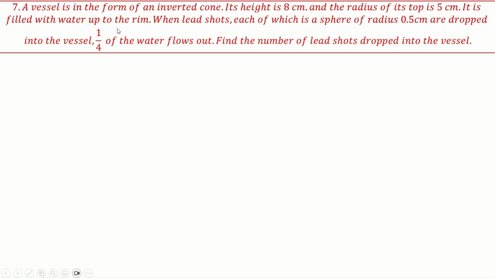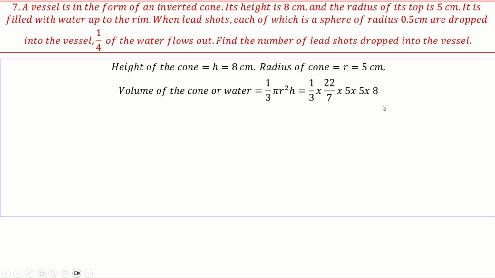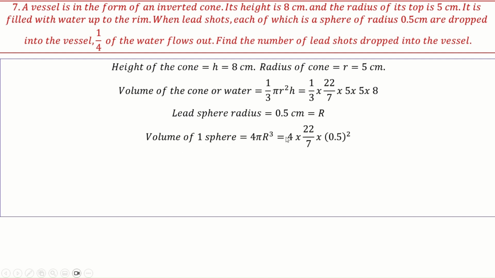This problem we have also seen similar in the examples. One fourth of the volume flows out. So first calculate the cone volume, then one fourth of it is what flows out. That is the volume of the lead shots. The height of the cone is given, and the volume of the cone is here. The lead sphere radius is 0.5 centimeters, so the volume of one sphere is this one. Oh, sorry, this is not the volume. This should be 4 by 3 actually.